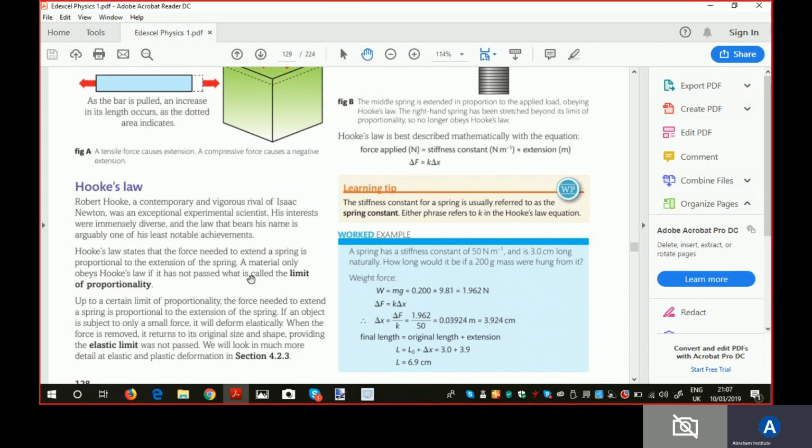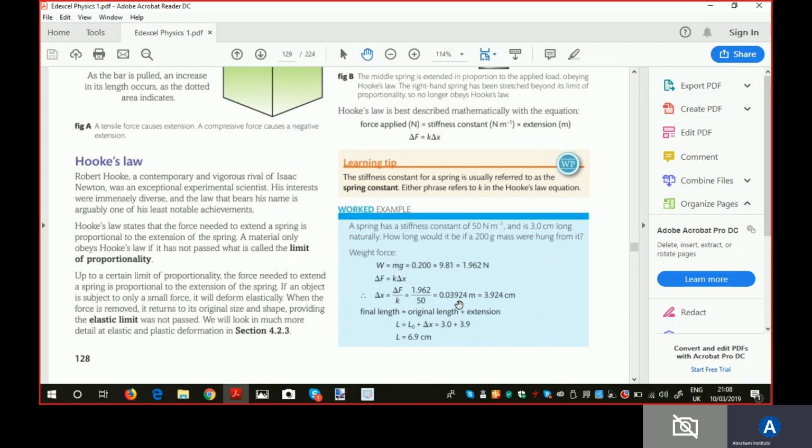This is the equation. A material only obeys Hooke's law if it has not passed what is called the limit of proportionality. Yeah, here is Hooke's law. Hooke's law states that the force needed to extend a spring is proportional to the extension of the spring. And you have to know this definition.